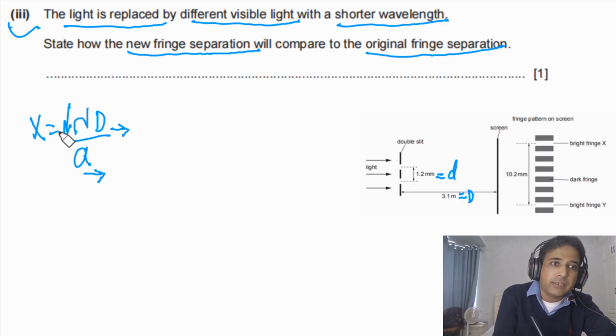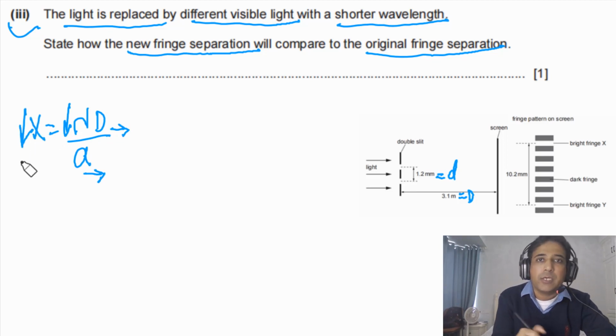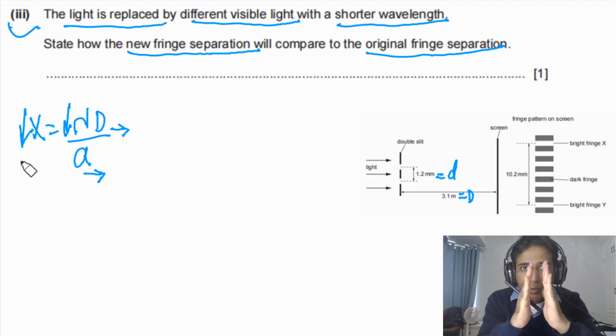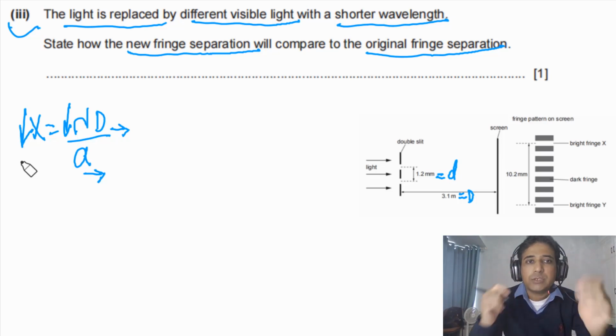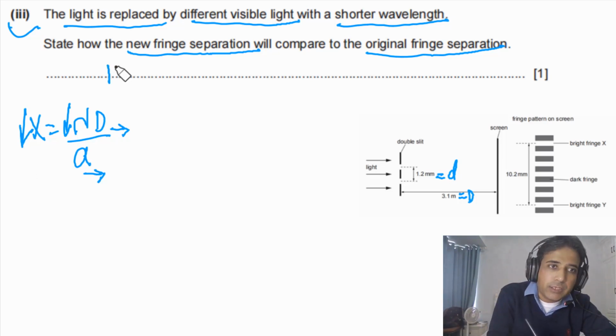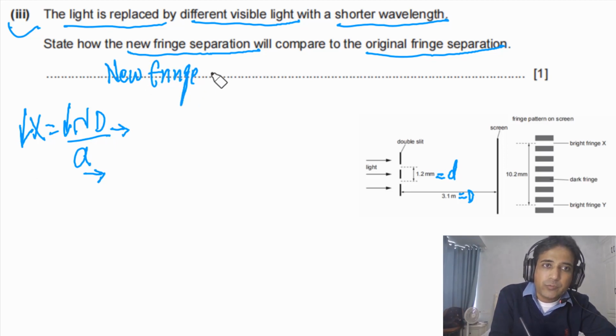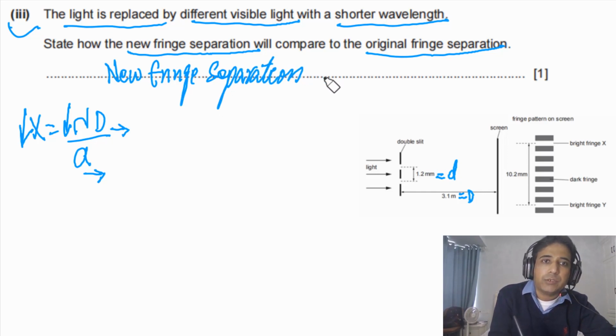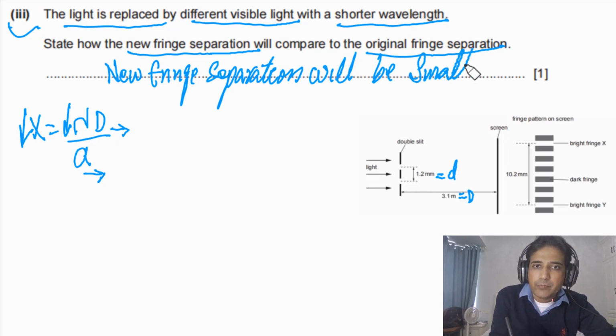So if lambda decreases, it means x will decrease. It means that fringes will be closer than before. So the fringe separation will decrease and fringes will be closer to each other. So this is simply what we need to write down. We can say new fringe separation will be smaller, or you can say fringes will be closer. New fringe separation will be smaller than before. So this is how we can answer.